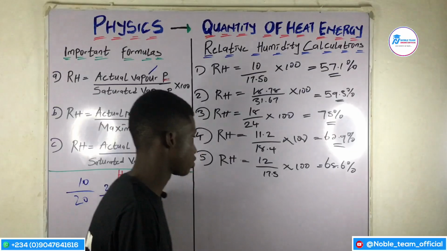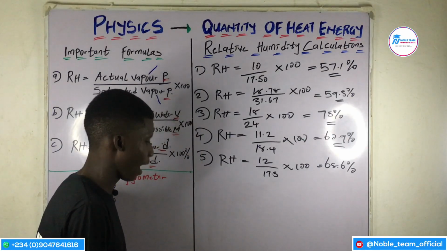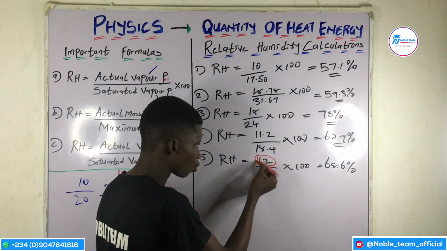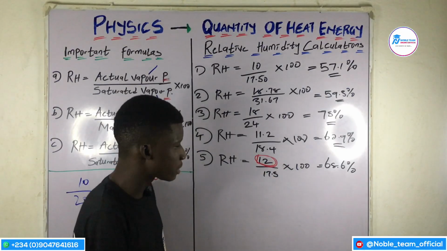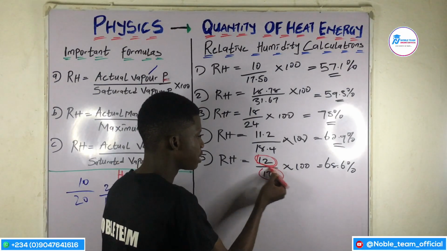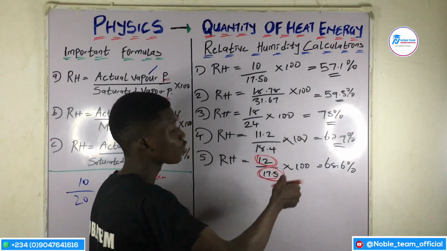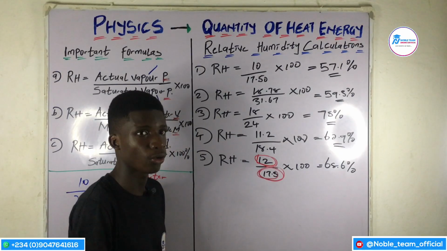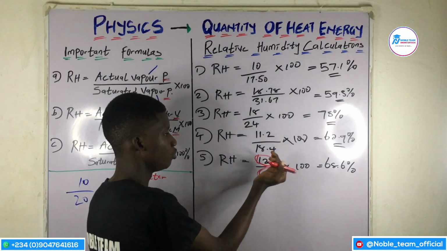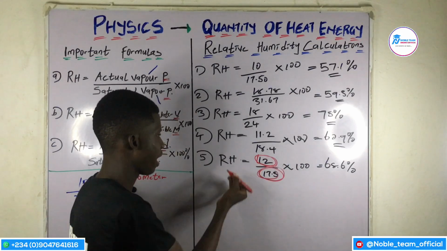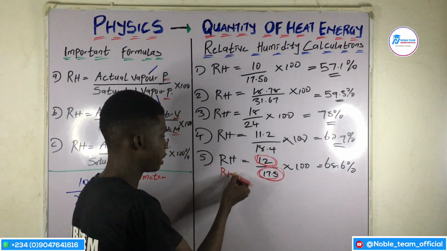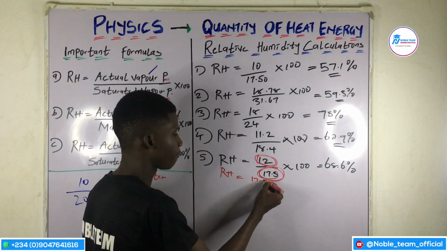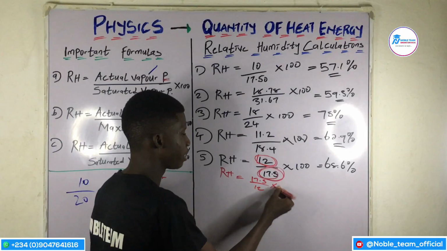Now let me use my red marker. I want you to understand something. Remember I said that this is the numerator, and this is the denominator. The numerator is always smaller than the denominator. So it basically means that the denominator is higher than the numerator. Now, for example, let me use this again. Imagine that I have 17.5 divided by 12 times 100.